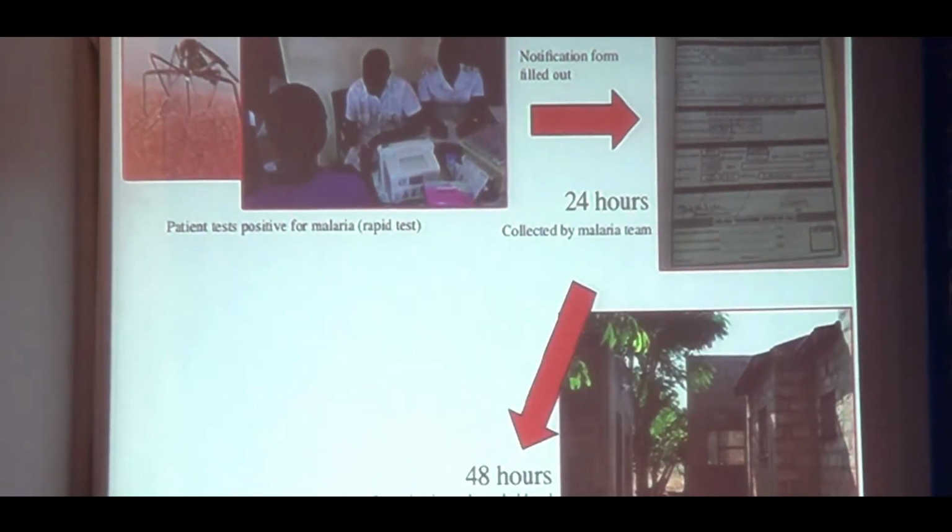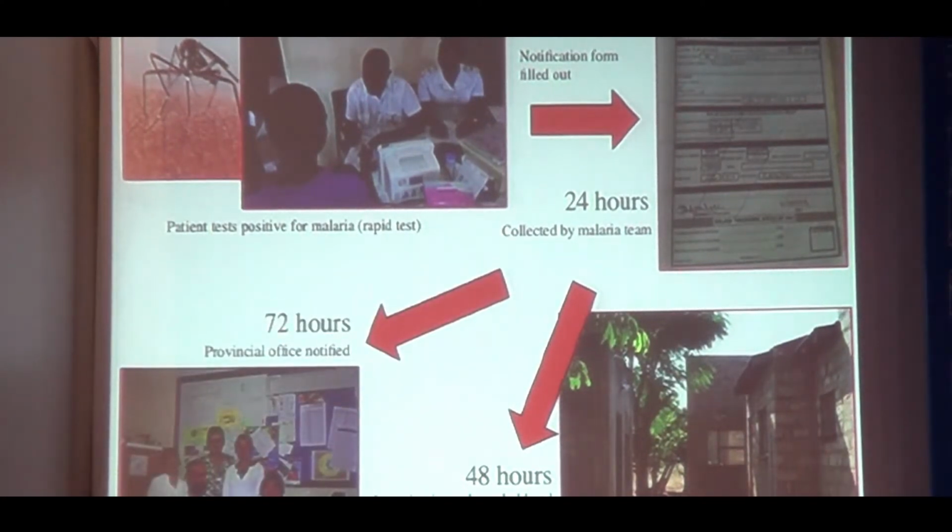So the next step is case investigation in order to try to find secondary cases, and that should be done within 48 hours. And the last thing is that the provincial authorities should be notified within 72 hours. Now, this would be all fine if this was the reality. However, late reporting is very common. One reason for that is that the malaria team has to travel very far on roads that are often in very bad condition. So rather than coming every day, which they should, they might come once a week to the clinics.